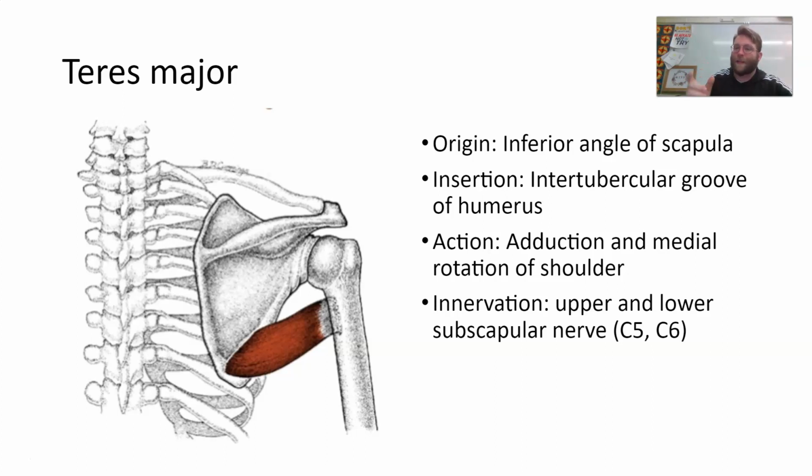So the teres major, when we look at it in the cat, is a little confusing in terms of how it's structured. So just try to remember its origin and insertion as you're looking at it, because that's really going to help you identify where it is.